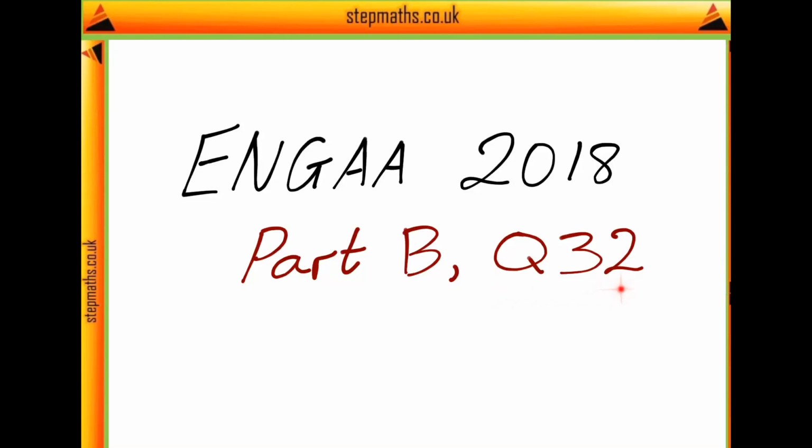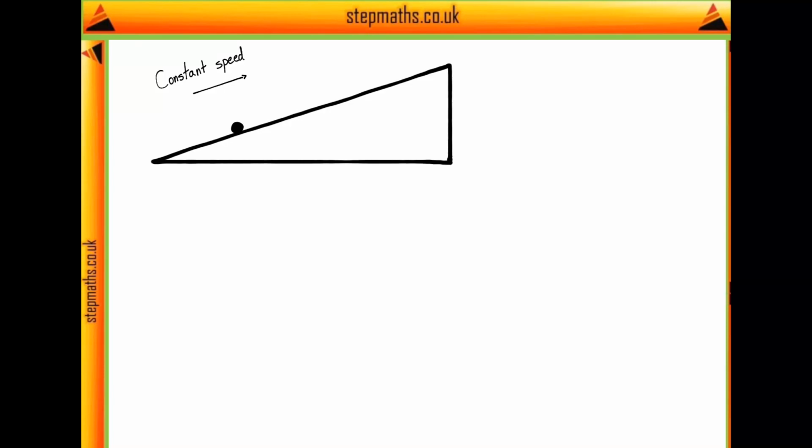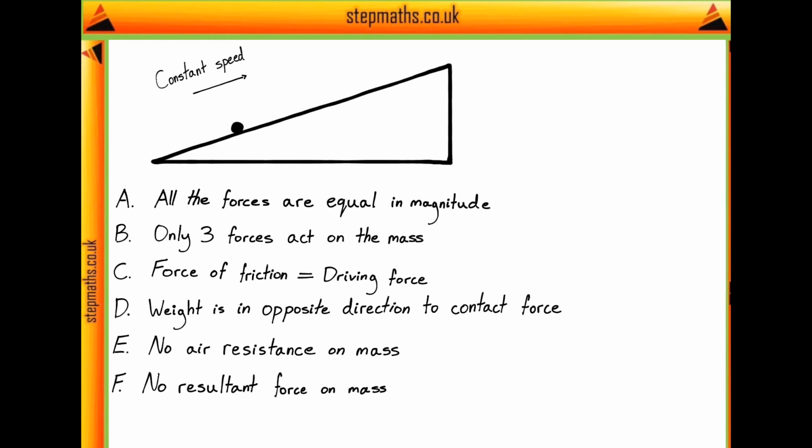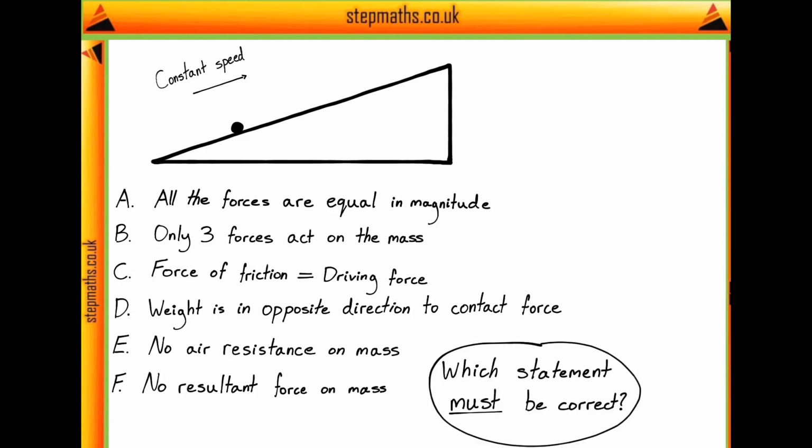Here we're going to look at question 32 of the ENGAA 2018 paper. In this question, we're told we have a ball moving up a slope in a straight line at a constant speed. Then we're given a series of 6 statements and asked which statement must be correct.